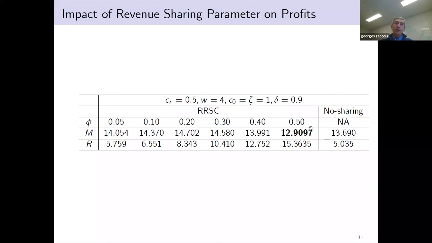So for instance, if phi is equal to 0.5, of course, the retailer is immensely happy. However, the manufacturer is not happy. So the main takeaway here is that depending on the revenue sharing parameter, you may not have the standard result that a revenue sharing contract is Pareto improving with respect to no sharing. Of course, this result is obtained for this parameter constellation. For others, it will be different.